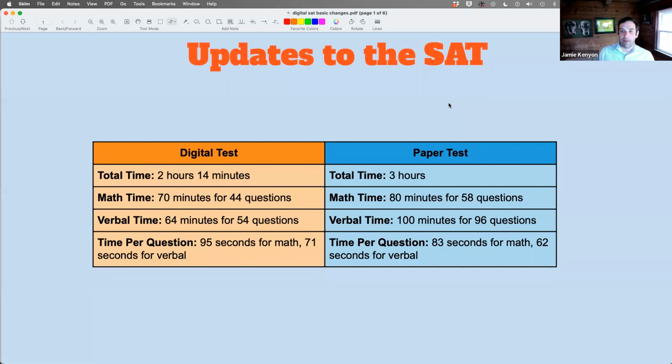I do think that the timing on the verbal portion of the digital test is a little bit tricky, just because they give you a new unique piece of text to read for every single question. Whereas on the current version, even though you have those very long, annoying passages to read, once you've read it, you can answer 10 questions in a row off of that piece. Whereas with this one, you have to read something new every single time.